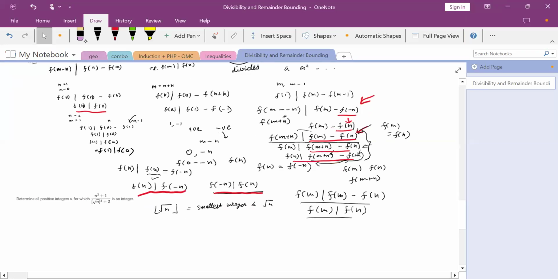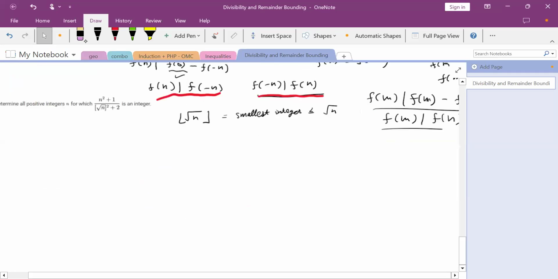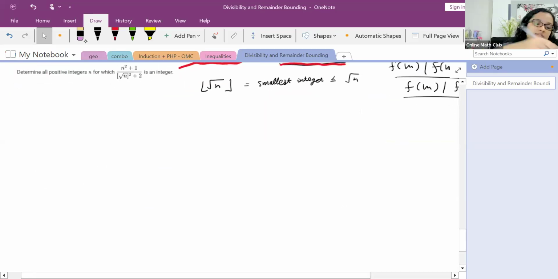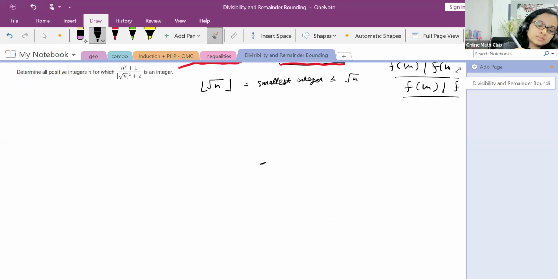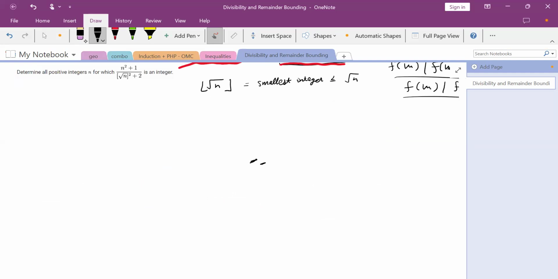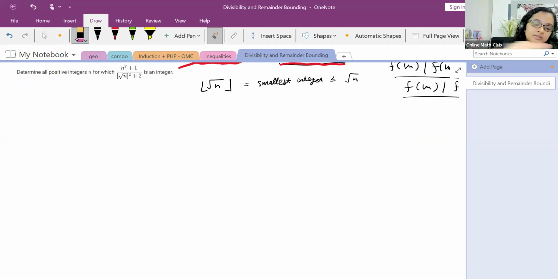For this one, what we can do is put n equals k squared. Yes, that's a good idea. Since this floor variable is there, just put n equals some k. You put this as some variable. Like you can put floor of n as some k.